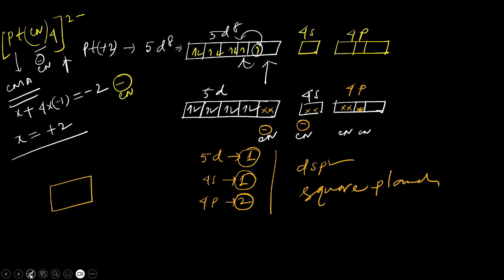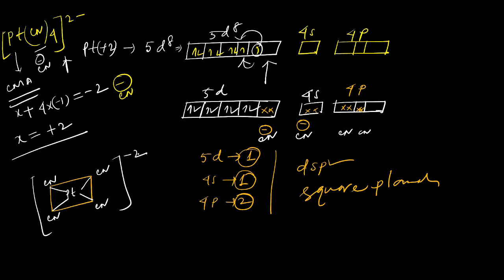This is a square plane. The central position is occupied by the central metal atom, that is platinum. And all the 4 ligands are attached at the 4 corners of this square plane. Overall charge is -2. Okay, so this becomes square planar.